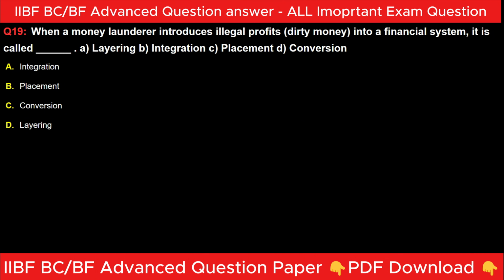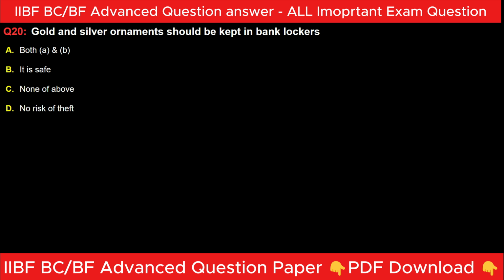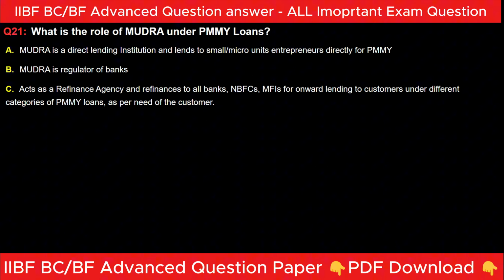When a money launderer introduces illegal profits, dirty money, into a financial system, it is called A. Layering, B. Integration, C. Placement, D. Conversion. Placement. Gold and silver ornaments should be kept in bank lockers. Both A and B.